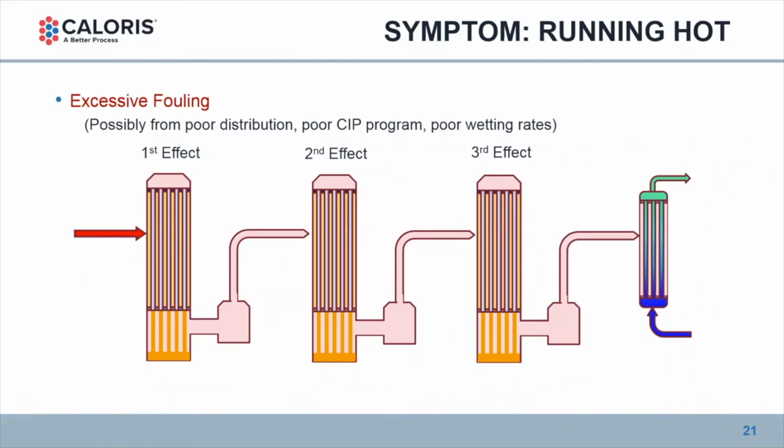Excessive fouling is also a symptom of running hot. It's not always vacuum and venting issues. If you've got fouling on the inside of your tubes, of course, that is a resistance to heat transfer. And the only way to overcome that is by putting more heat into the system. And that can be from poor liquid distribution, inadequate CIPing, or the wetting rates of the evaporator having changed.